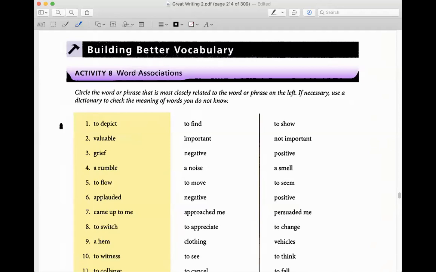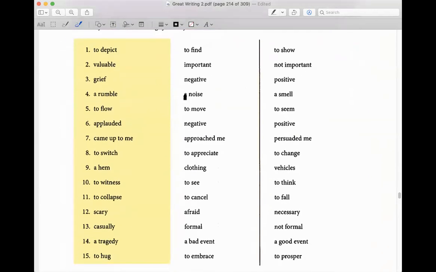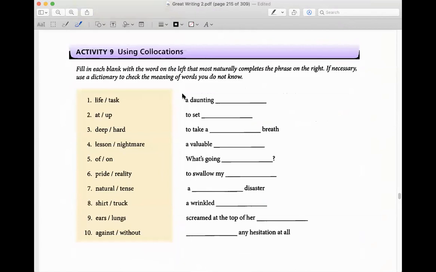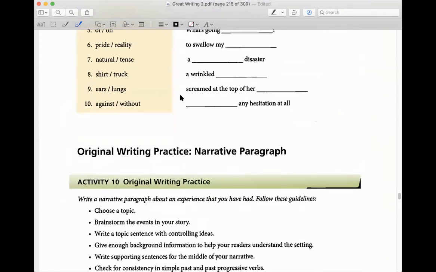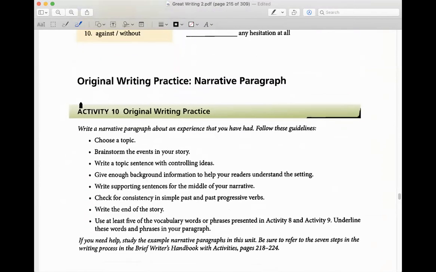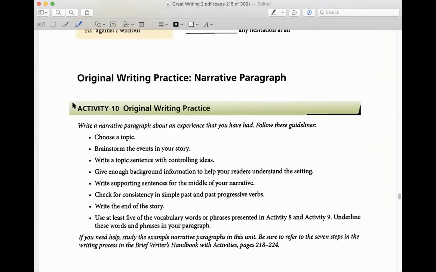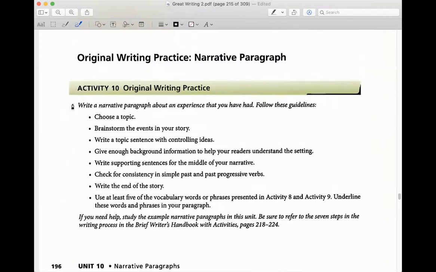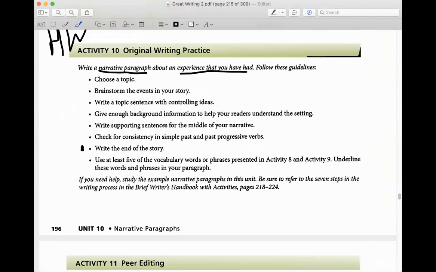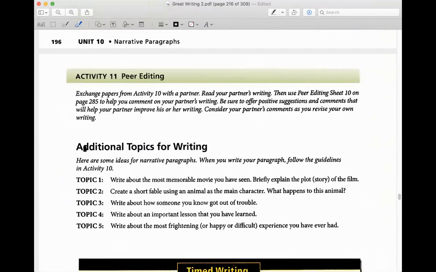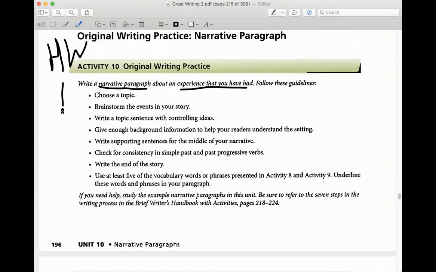All right, building better vocab. You've got your vocab words. Go ahead and figure out which ones match and then collocations. For online writing practice, you're going to write a narrative paragraph about an experience that you've had. Follow these guidelines. So this will be homework on Canvas. And so that's going to be homework 1.